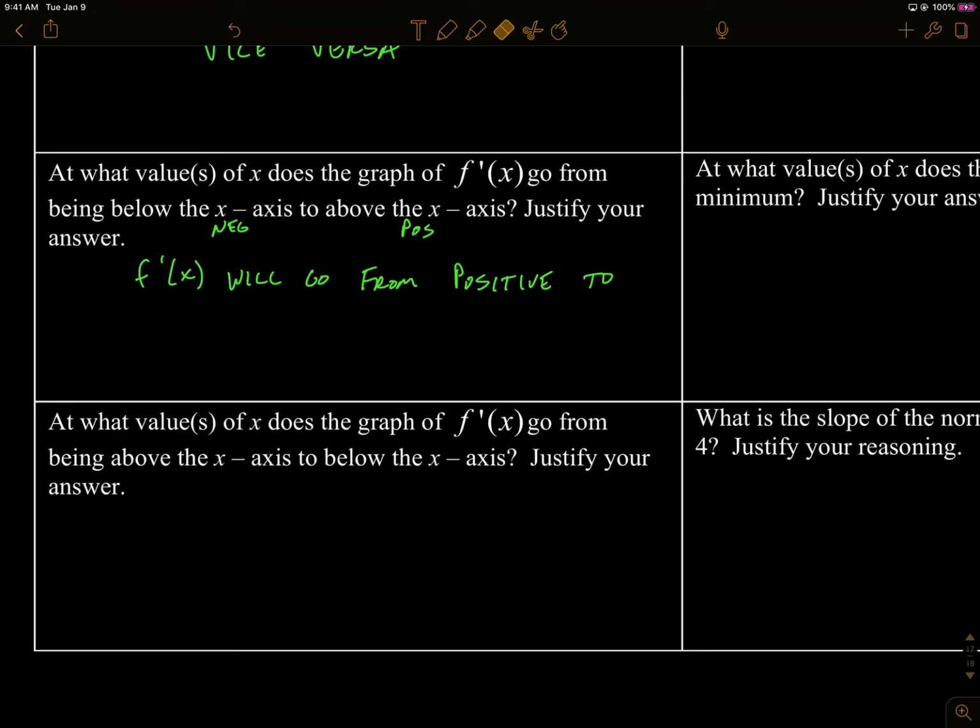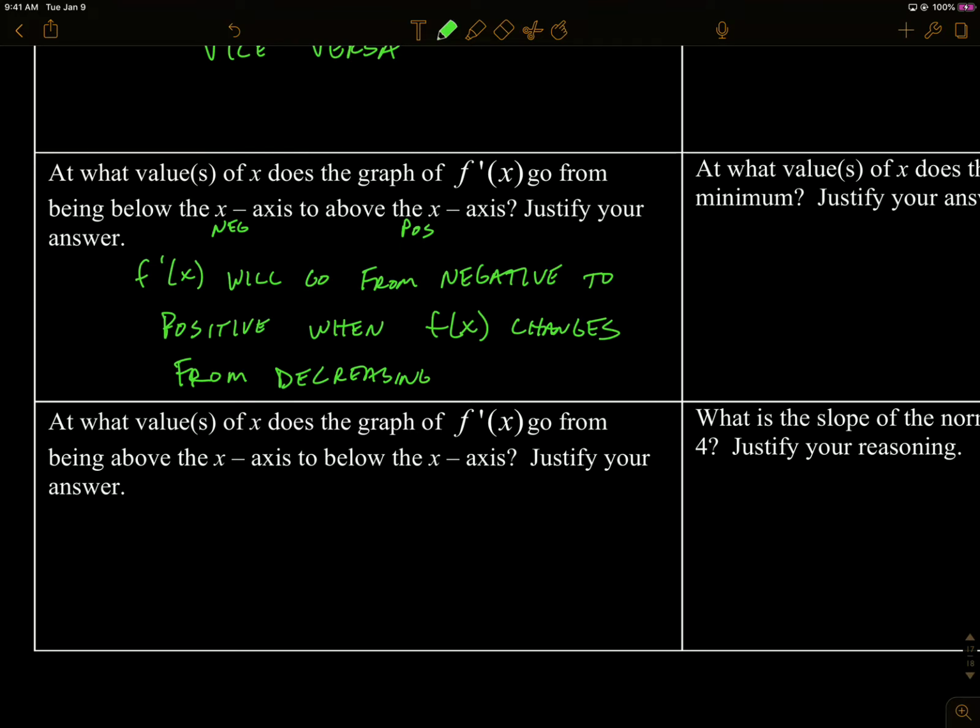Oh, I'm sorry. It was the other way around for this one. We're starting below the x-axis. From negative to positive when f of x changes from decreasing to increasing at x equals 1. I shouldn't say go from. I should say f prime of x will, I could also say change there. Changes from. Okay?